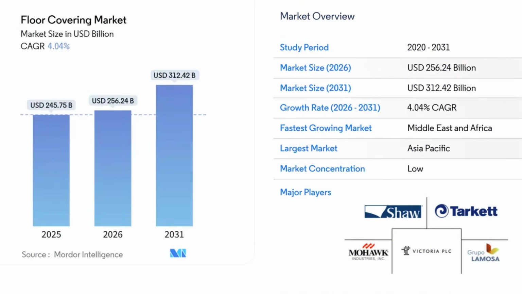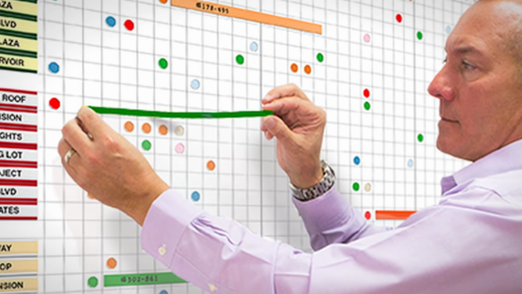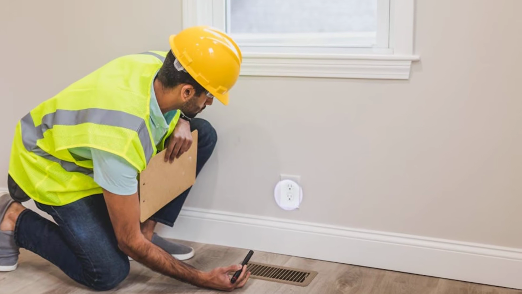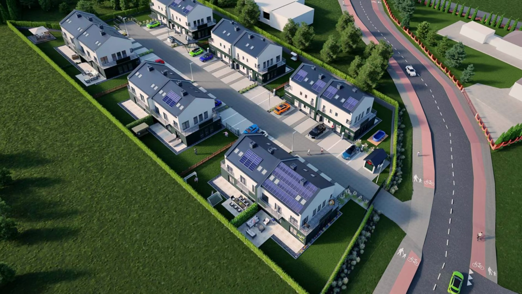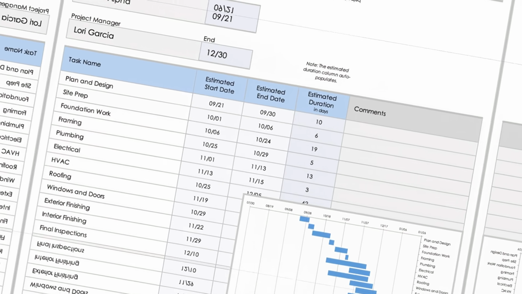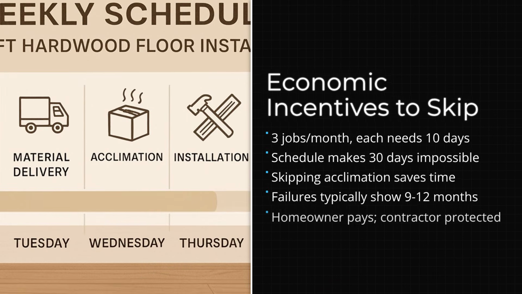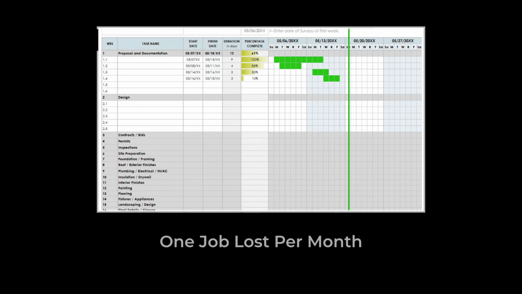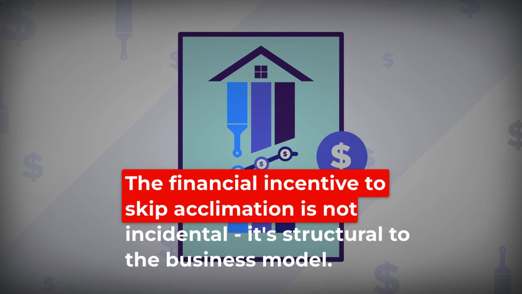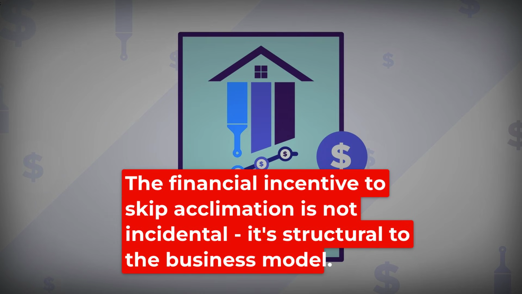Wait, because here is the dimension of this that turns a schedule shortcut into something more deliberate. The acclimation skip is not a mistake most flooring contractors make once and learn from. It is a standard production practice in the residential market because the scheduling math makes it rational. A contractor doing 3 jobs per month, each with a 10-day acclimation requirement between delivery and installation start, loses a full job per month in throughput if every acclimation period is respected. The financial incentive to compress or eliminate the acclimation period is not incidental to the business model. It is structural to it.